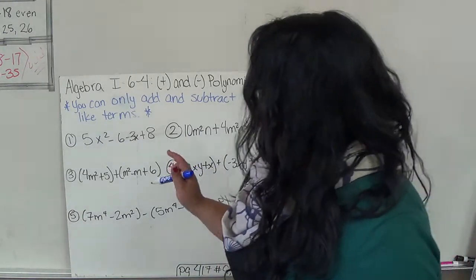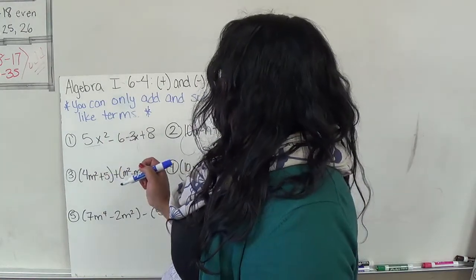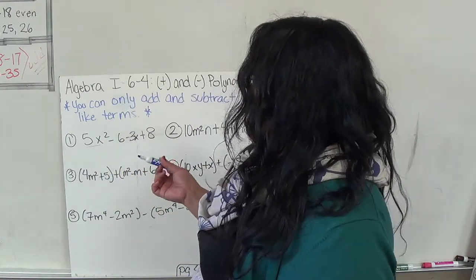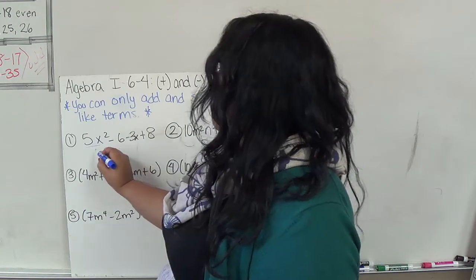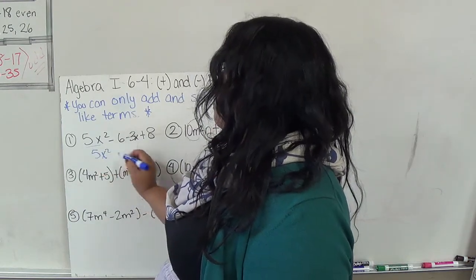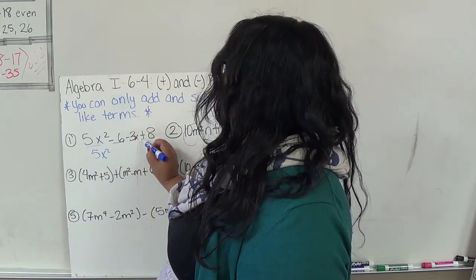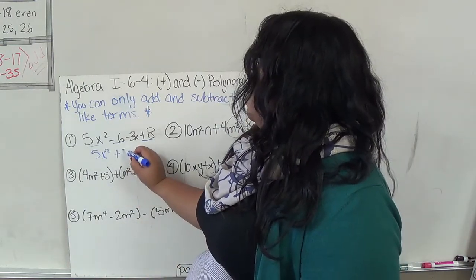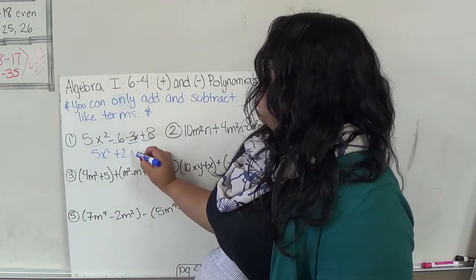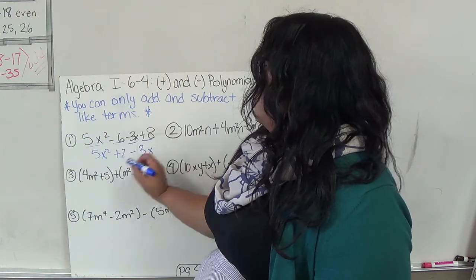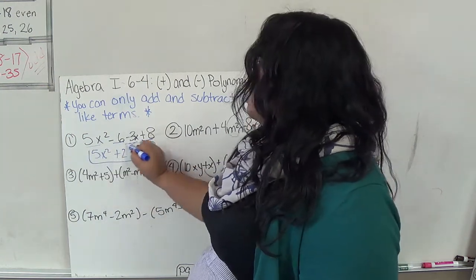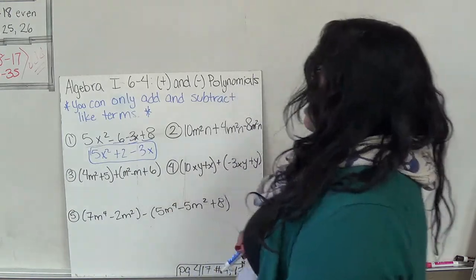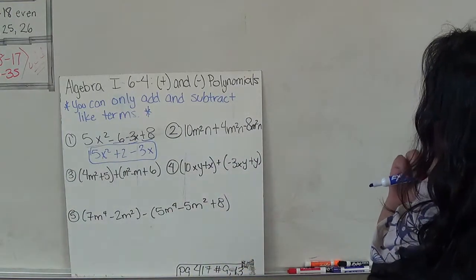So in this case, number one, 5x squared, there's no other x squared, so I have to bring it down because I can't combine it with anything. Negative 6 can be combined with positive 8, which would give me a positive 2. And then negative 3x has nothing else, so negative 3x would just fall down. So this is as condensed as I can make it. Okay?